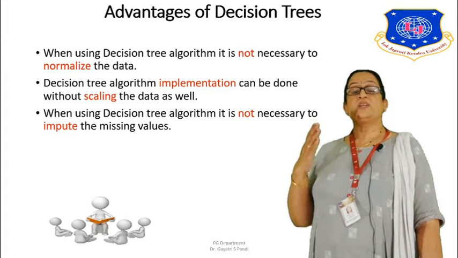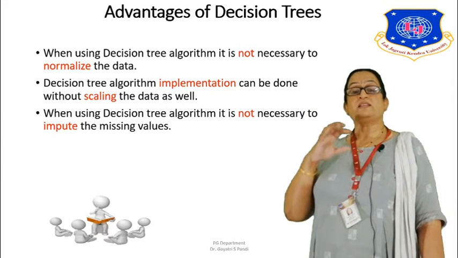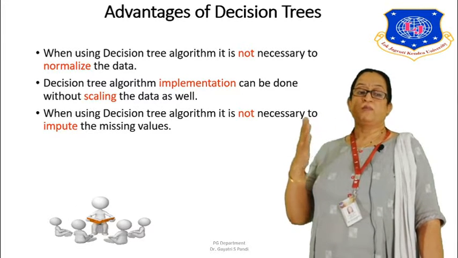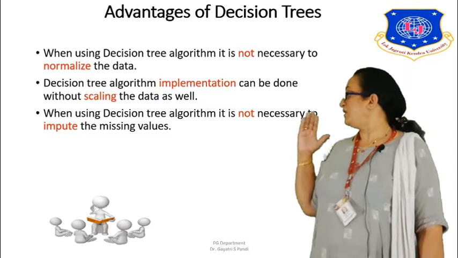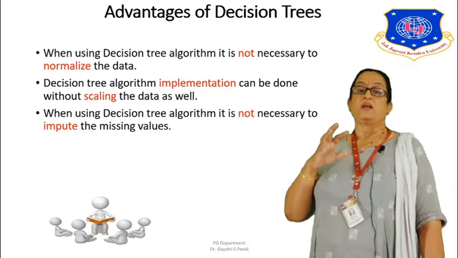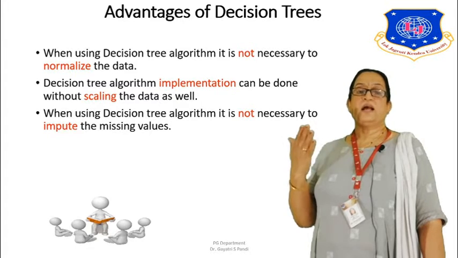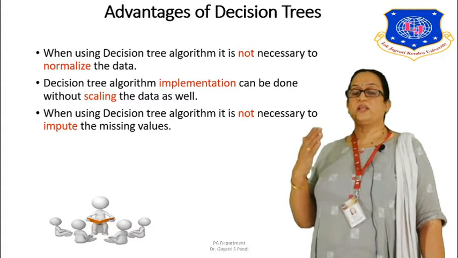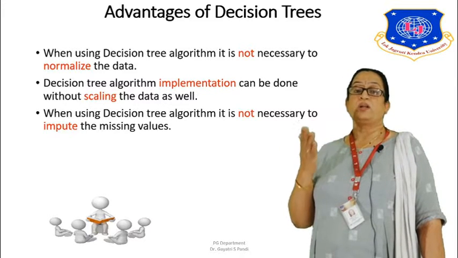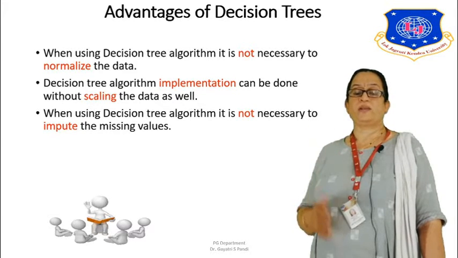When using the decision tree algorithm, it is not necessary to normalize the data. There are various other algorithms where normalization becomes the first step and it complicates the further process. So decision tree implementation can be done even without scaling the data. Scaling also consumes certain time, so that could be reduced here. Also, it is not necessary to impute the missing values. It can work even without managing the missing values.